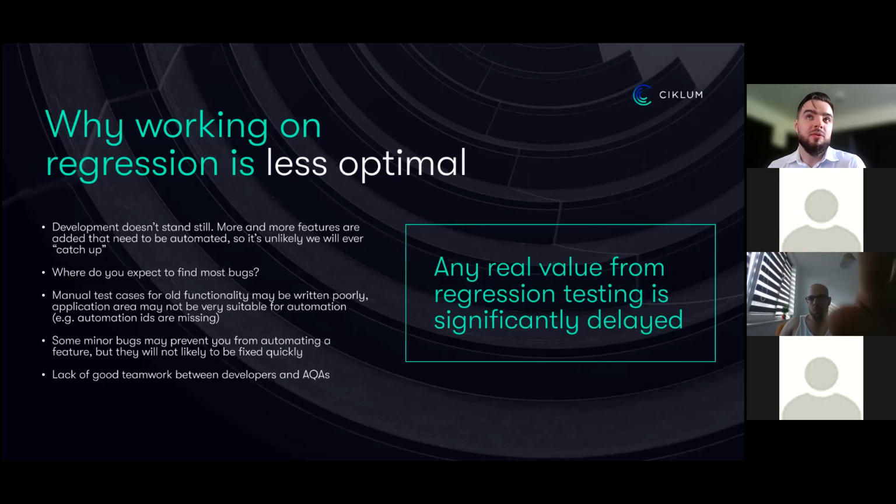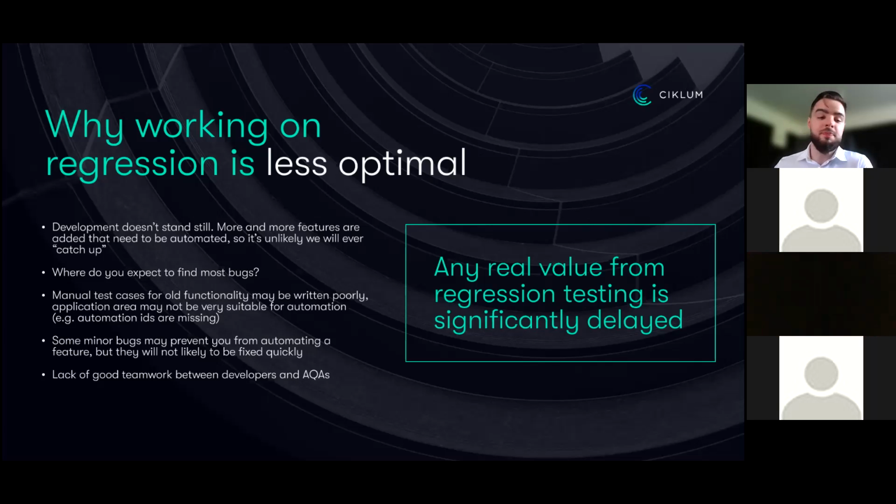Also, usually when we start working on regression, we start automating manual test cases for some old functionality. And those manual test cases are usually written quite poorly because they're written for humans, not for automation tests. So we have to go back to those test cases. We need to understand them. We may ask QAs about them, ask them questions, etc. So this is not very optimal.